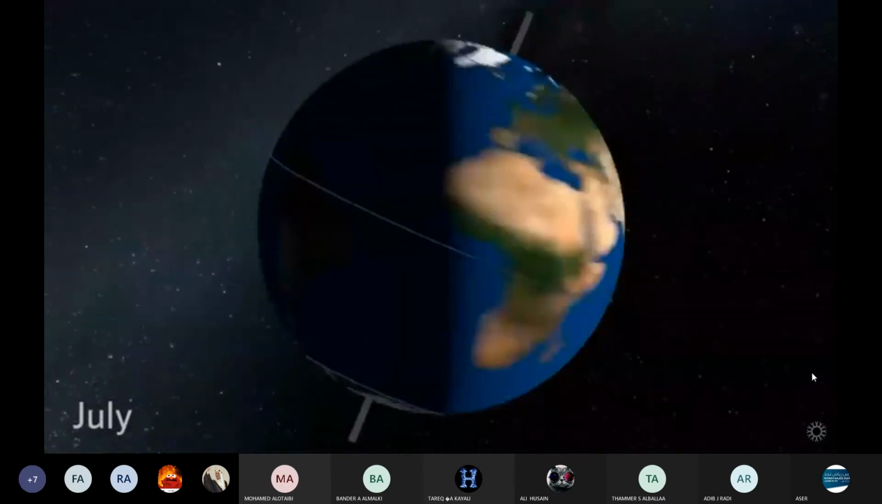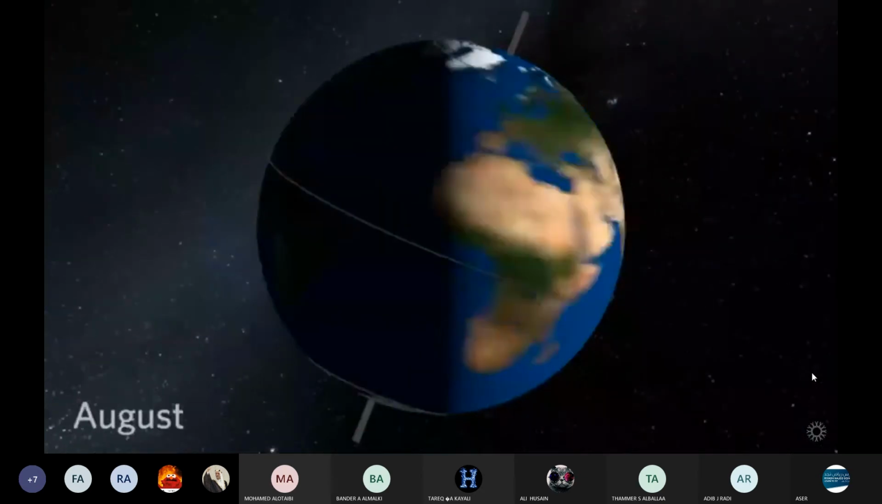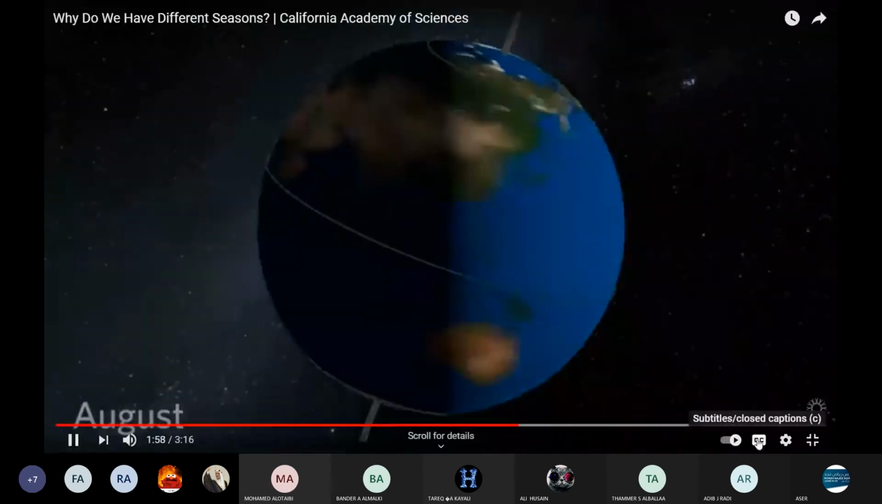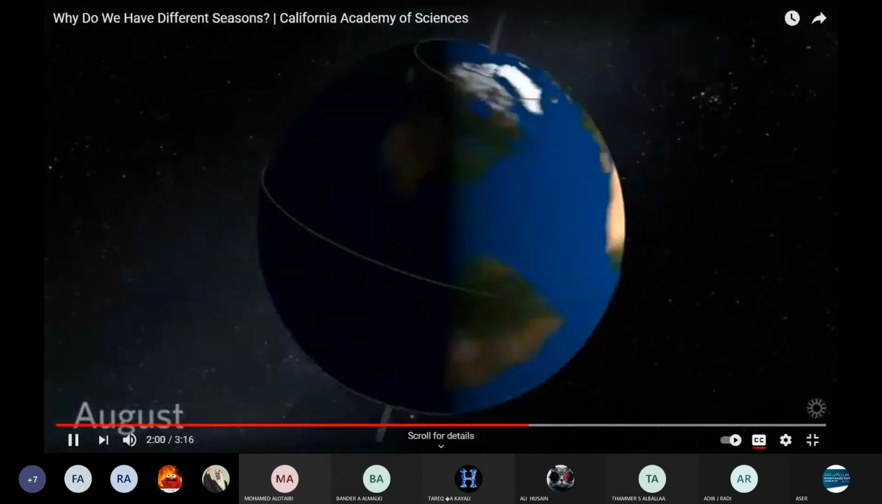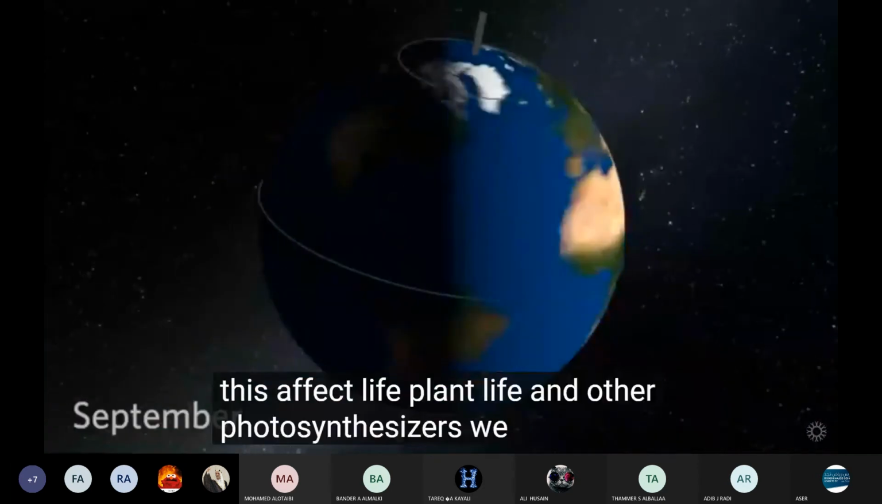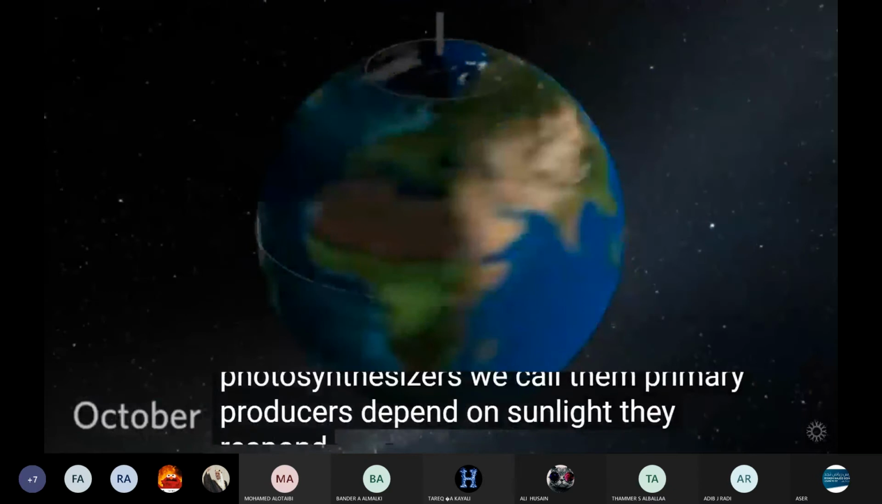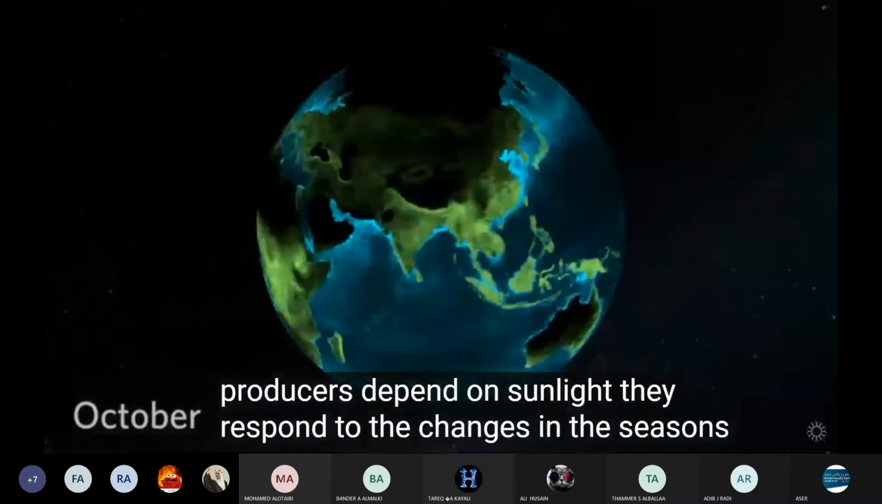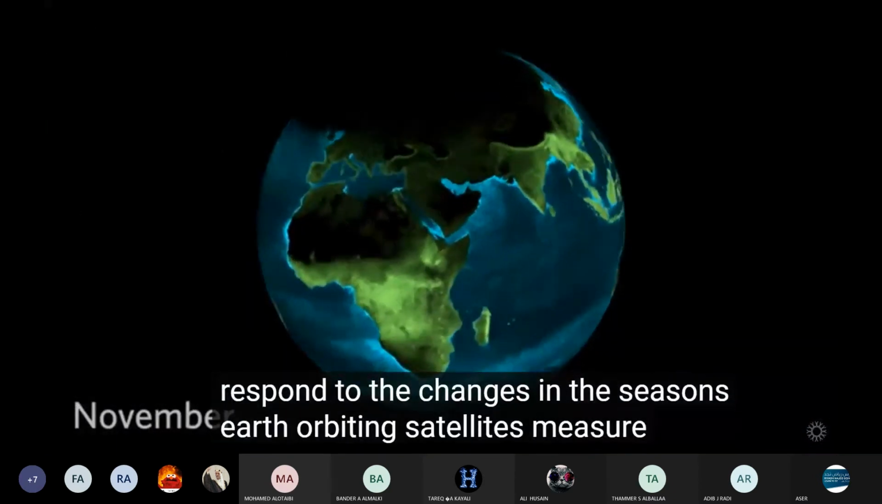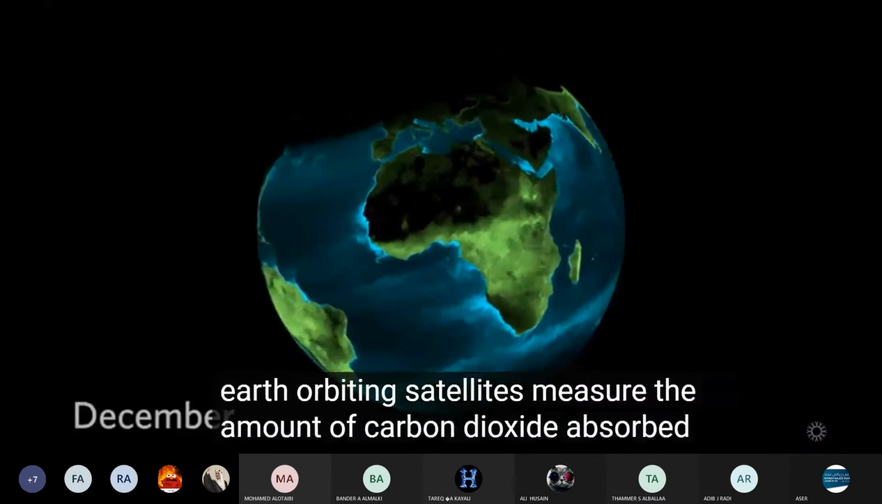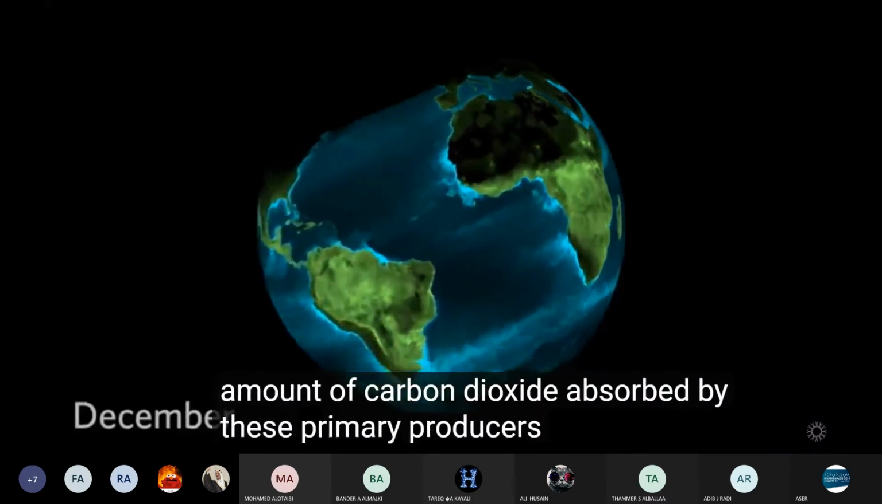We observed how Earth's tilt creates the different seasons throughout the year. How does this affect life? Plant life and other photosynthesizers, we call them primary producers, depend on sunlight. They respond to the changes in the seasons. Earth-orbiting satellites measure the amount of carbon dioxide absorbed by these primary producers.